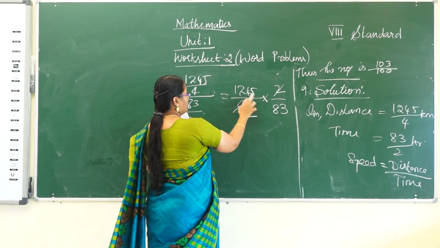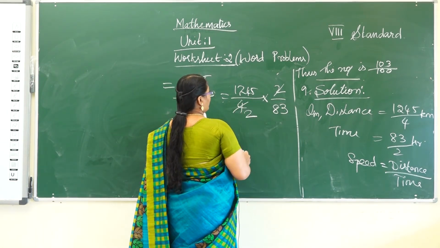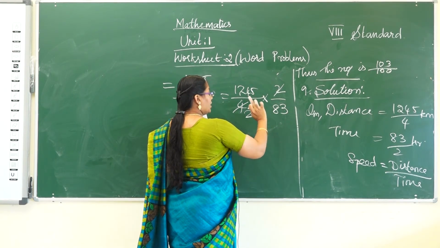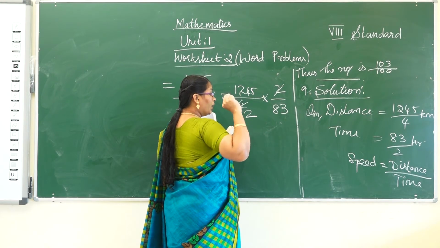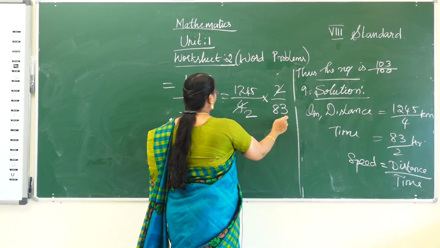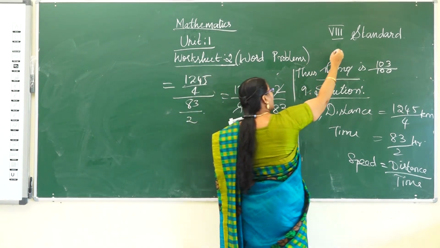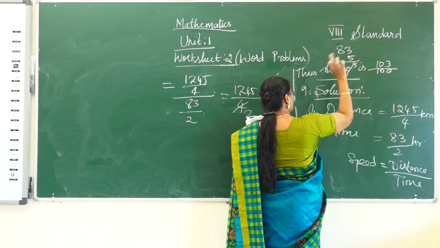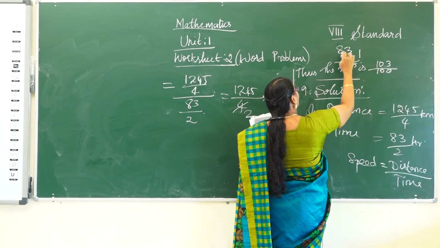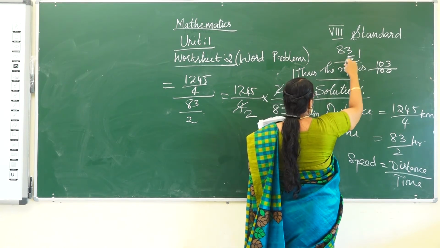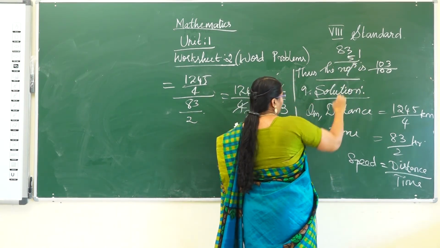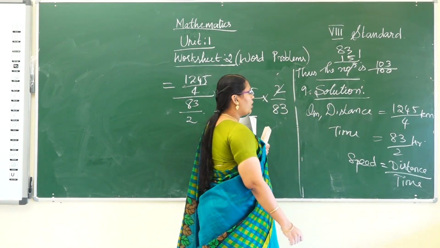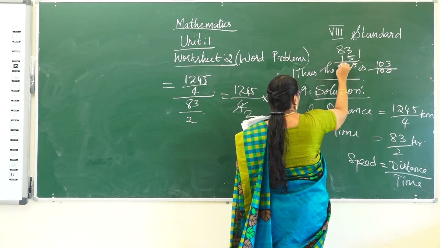Okay. Now check whether it is possible to cancel 1245 by 83. In 83, the ones place is 3. So which number multiplied gives a unit place of 5? So the 5 table. Okay. So just calculate 83 by 5 times. So 5 3s are 15. Unit place is 5. Remaining 1. 5 8s are 40. 40 plus 1 is 41.